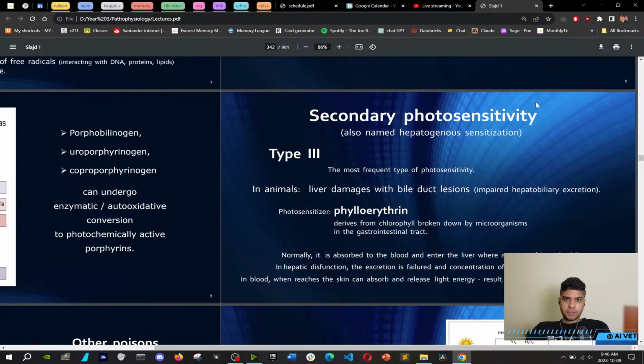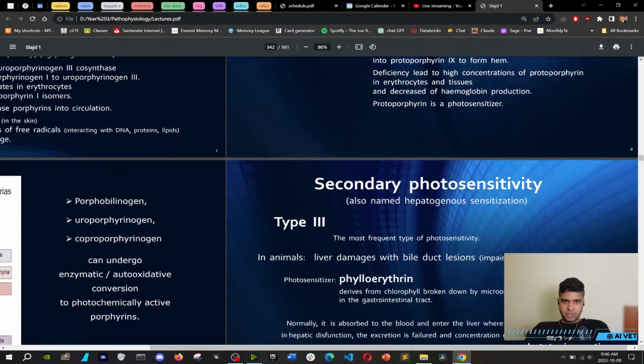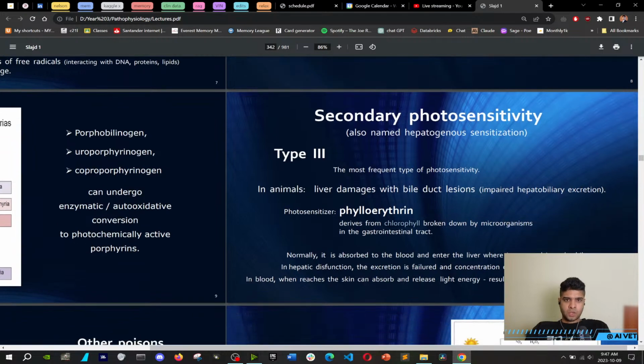So the secondary photosensitivity is type 3 here, the most frequent type of photosensitivity in animals. Liver damage with bile duct lesions, and the photosensitizer here is phylloerythrin. Here it's porphyrins. Okay, porphyrins, here phylloerythrin. They come from chlorophyll broken down by microorganisms. Normally it is absorbed into the blood and enters the liver, where it is excreted into the bile.